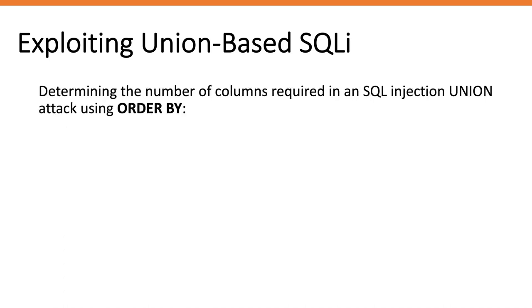Okay, so I said there's two different ways of determining the number of columns that are required in a SQL injection union attack. And one of the ways is using the order by clause. Now, this clause orders the result set of a query by a specified column list. So let's take an example. If you've got select the title and the cost from the product table where ID is equal to 1, and then you say order by 1, what that means is that you're ordering by the first column, which is the title column over here.